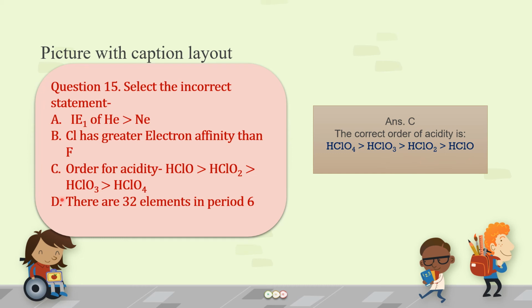And as far as D choice is concerned, there are 32 elements in period number 6. So I think this will not be very difficult for you. So the correct option over here is C choice. Okay, I'm going to give you a trick to remember these trends also for the oxo acids of chlorine. But just a moment, I have one more question related to this question.